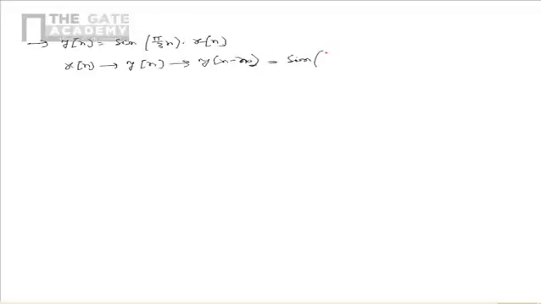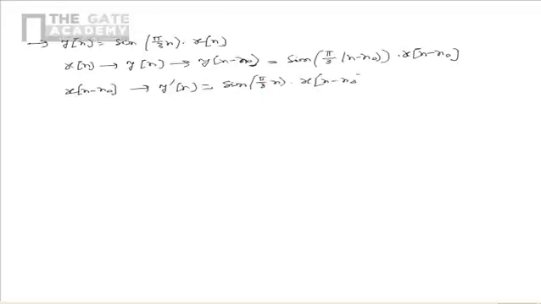So this would be equal to sine of pi by 3 multiplied by n minus n naught as a whole, multiplied by x of n minus n naught. Now the delayed version of the input in this case would be x of n minus n naught. So the output in this case would be y dash n is equal to sine of pi by 3n multiplied by x of n minus n naught. We see that these two outputs are not equal, so the system is time variant. Here the delayed version of the output and the output due to delayed version of the input are not equal, so the system is time variant.